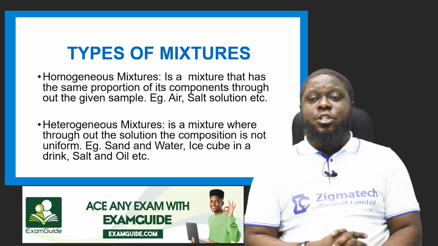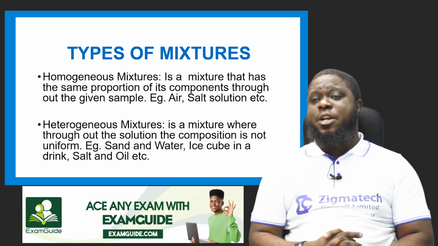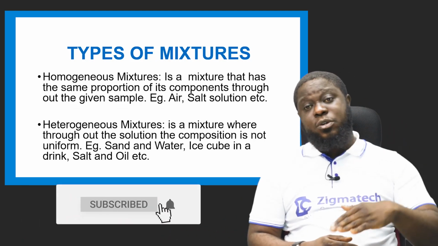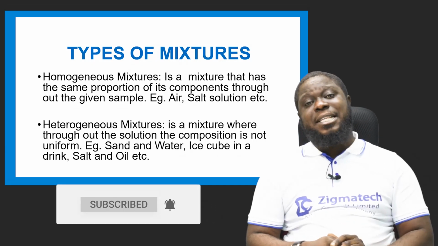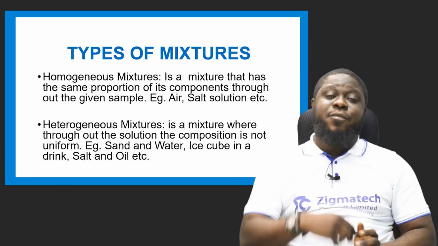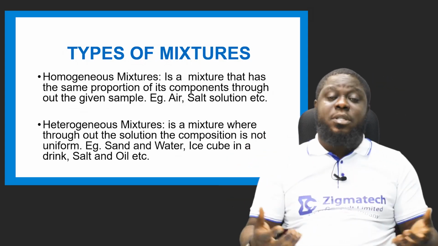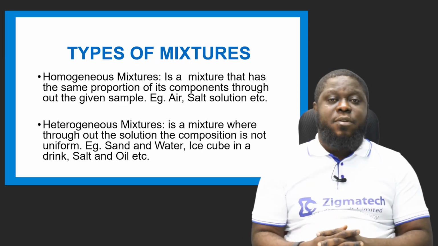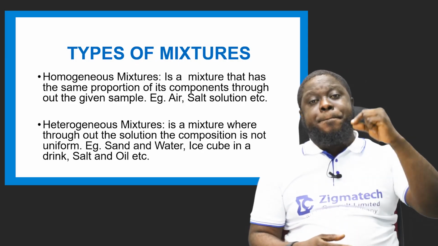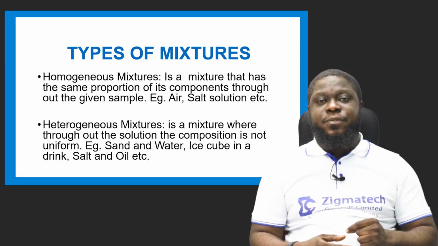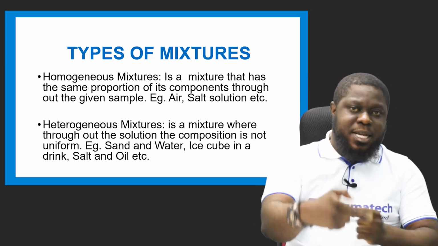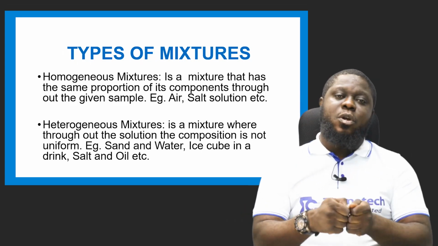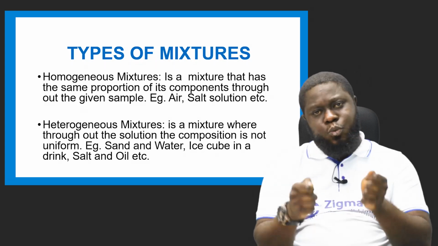Now, the next one is heterogeneous mixture. It's a mixture where, throughout the solution, the composition is not uniform. Take sand and water. When you put sand into water, you see that the sand goes down, and there is a barrier, a separation between the sand and water. Even if you mix them together, it will still be like that. The sand does not accept the properties of the solvent. Remember, a solution is achieved when the solute accepts the properties of the solvent. In this case, the sand does not accept the properties of the solvent, which is water.